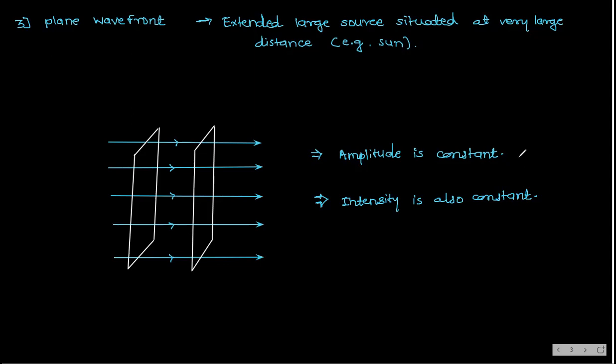Point source, spherical wavefront. How does amplitude vary? Amplitude is inversely proportional to R, and intensity is inversely proportional to R squared. Next, linear source, that is a linear or cylindrical wavefront. Amplitude is inversely proportional to root R, and intensity is proportional to 1/R. And for the plane wavefront, an extended large source which is at infinity, amplitude and intensity are constant.